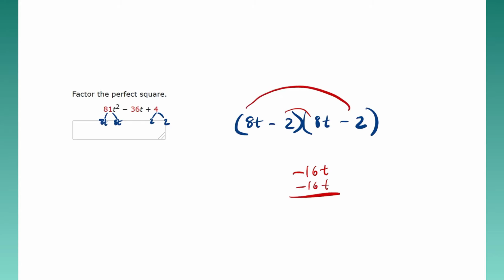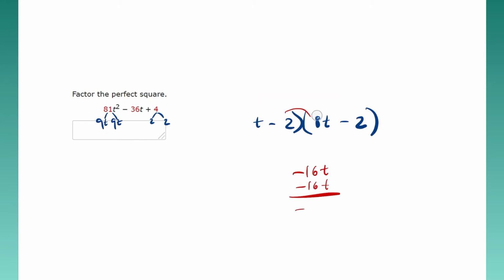Oh, wait, this is off. Something is off here. Oh, I see what I did wrong. That's 9t. My bad, sorry about that. That's a 9t, not an 8t. Oops. So that was my mistake. Let's do that one more time.